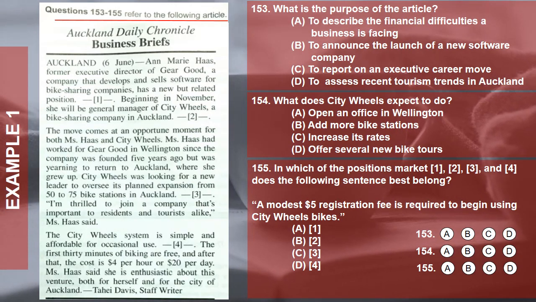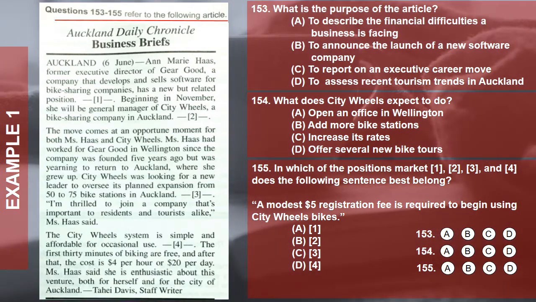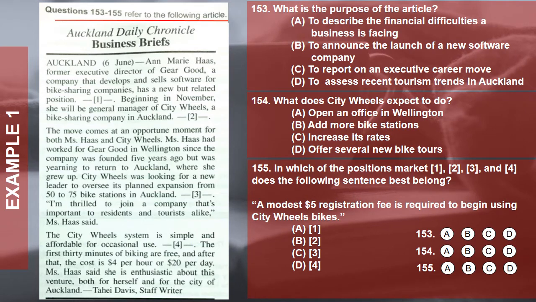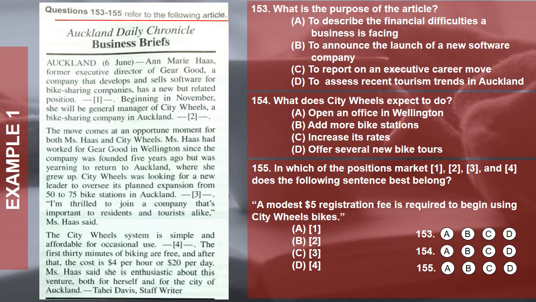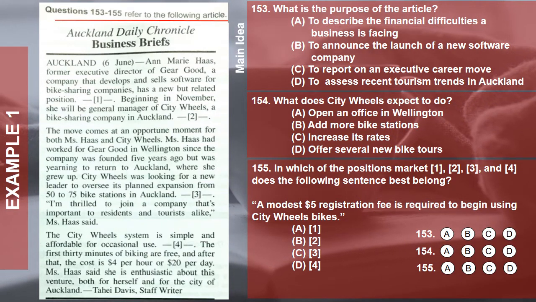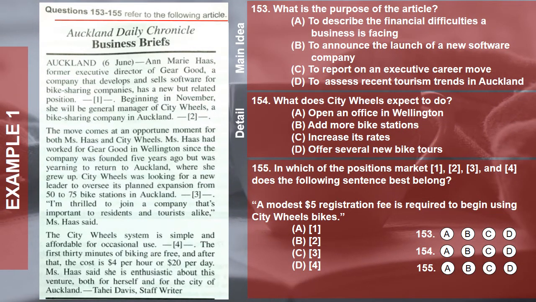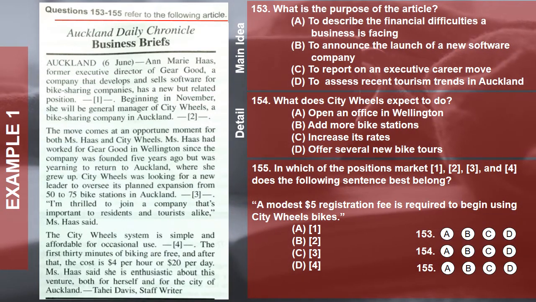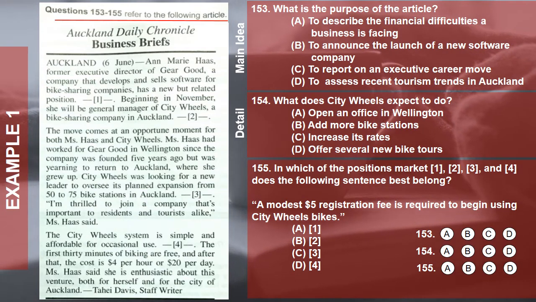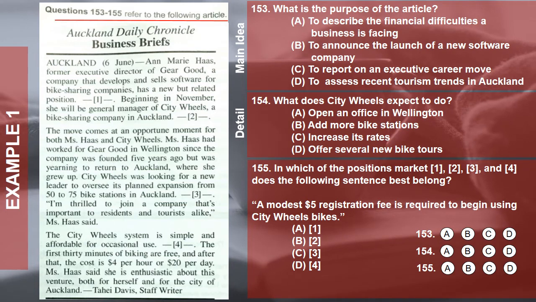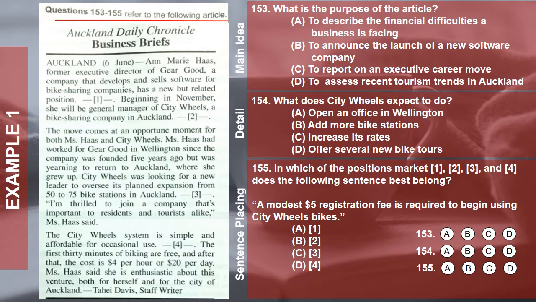And after that, go to the questions right away. 153, 154, and 155. Read the questions and try to establish what kind of questions they are. What is the purpose of the article, 153? Just by looking at this, we know it's a main idea question. And 154, what does City Wheels expect to do? So it's a detailed question. And 155, in which of the positions marked 1, 2, 3, and 4 does the following sentence best belong? A modest $5 registration fee is required to begin using City Wheels bikes.